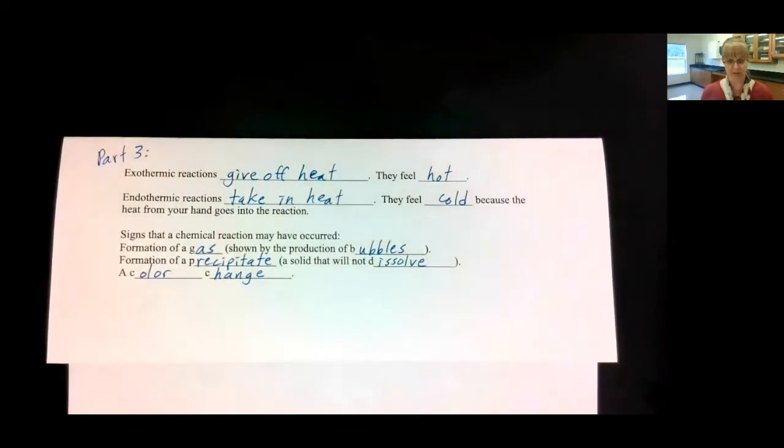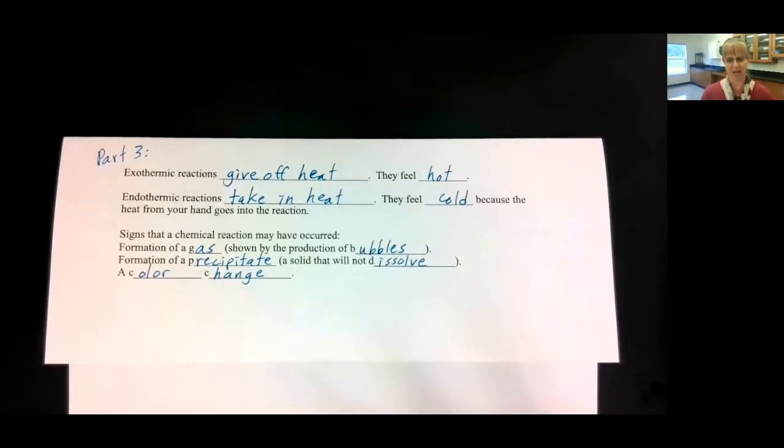An endothermic reaction, hear the word enter in endothermic. So heat enters a reaction in an endothermic reaction. And strangely enough, even though heat is entering the reaction, it feels cold. Now, how is that possible?